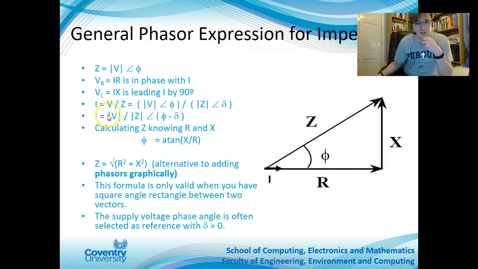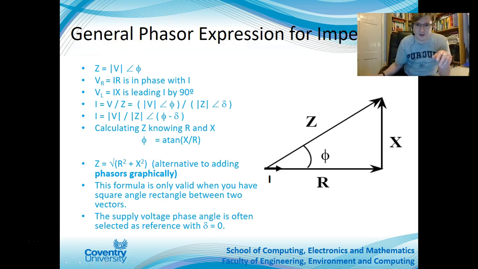Good old Ohm's law still works here. So we've got I is V over Z. Instead of V over R, we've got V over Z. The law still works perfectly for AC circuits. So we can calculate Z because we know what R is and what X is, by using phi is equal to arctan of X over R.